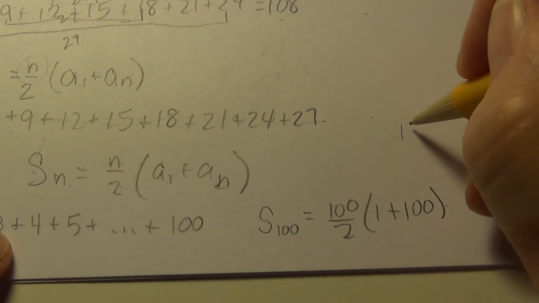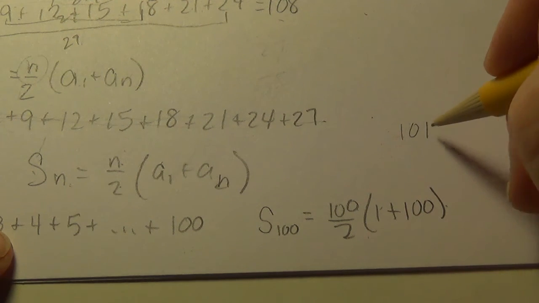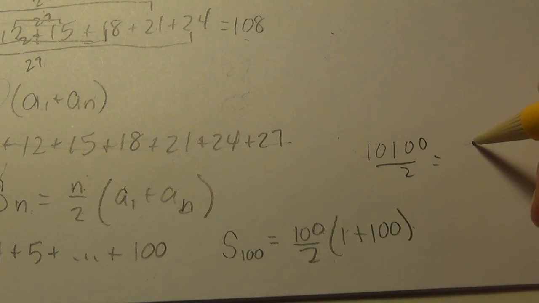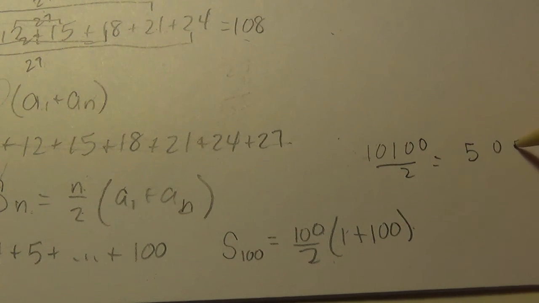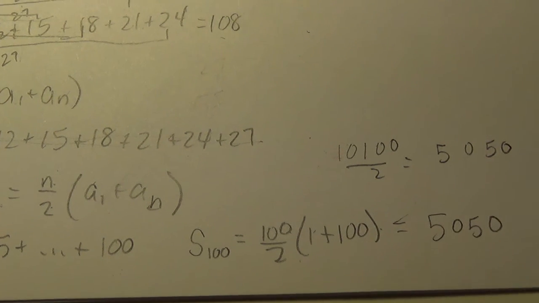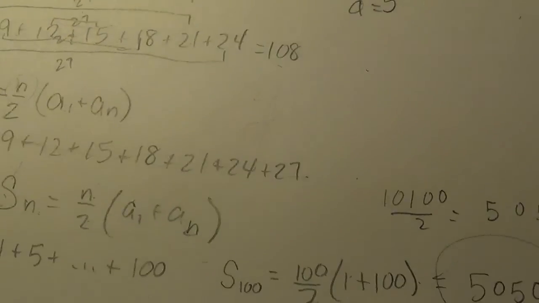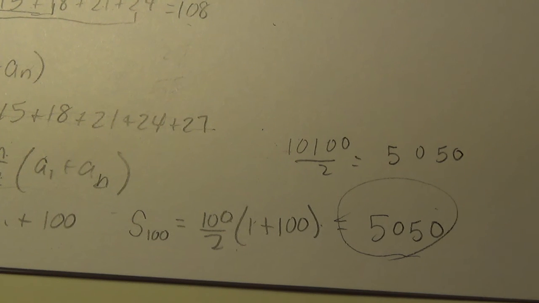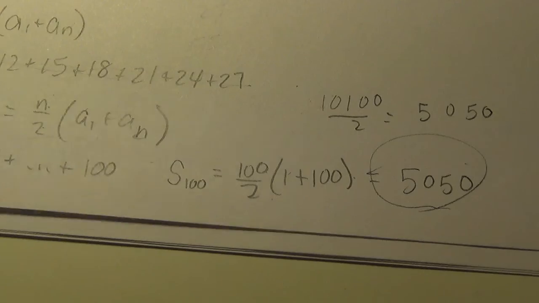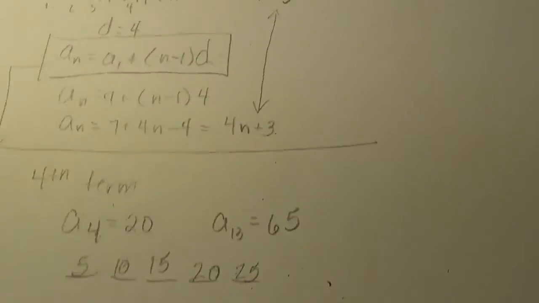So 100 times 101 divided by 2 equals 5050, I believe. So if I did the math correctly, that should be the answer. So if you added them all up on your calculator, you could see that this was correct. All right, that will give us some food for thought and some concepts to practice when we come in on Monday.